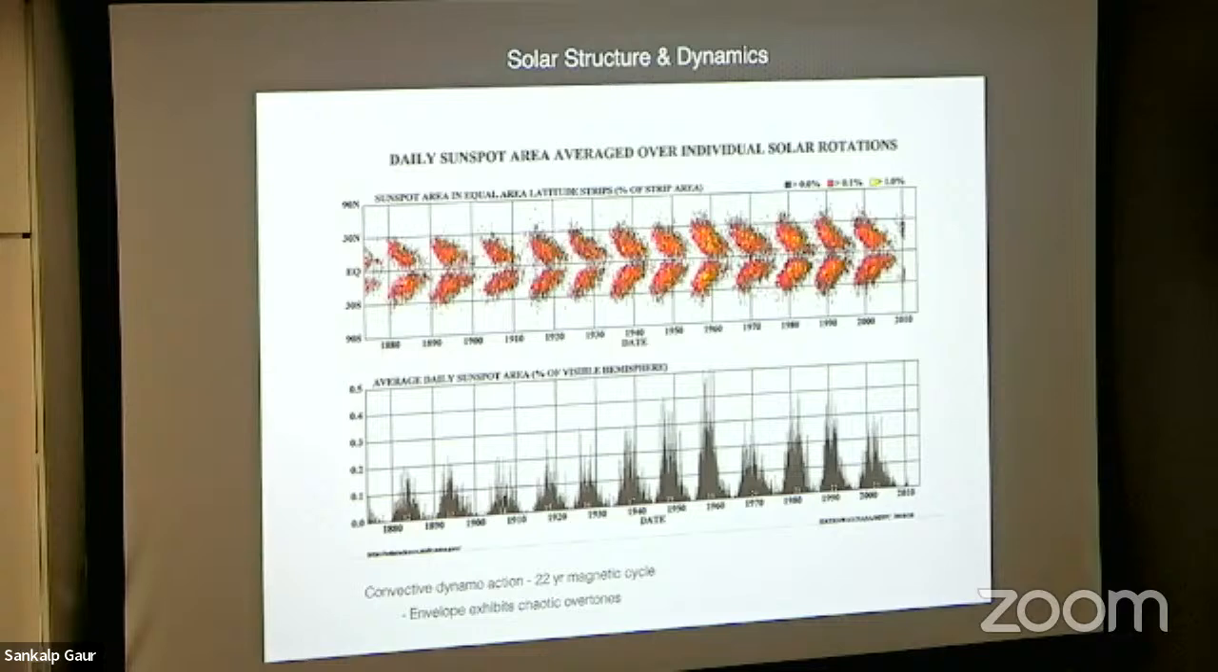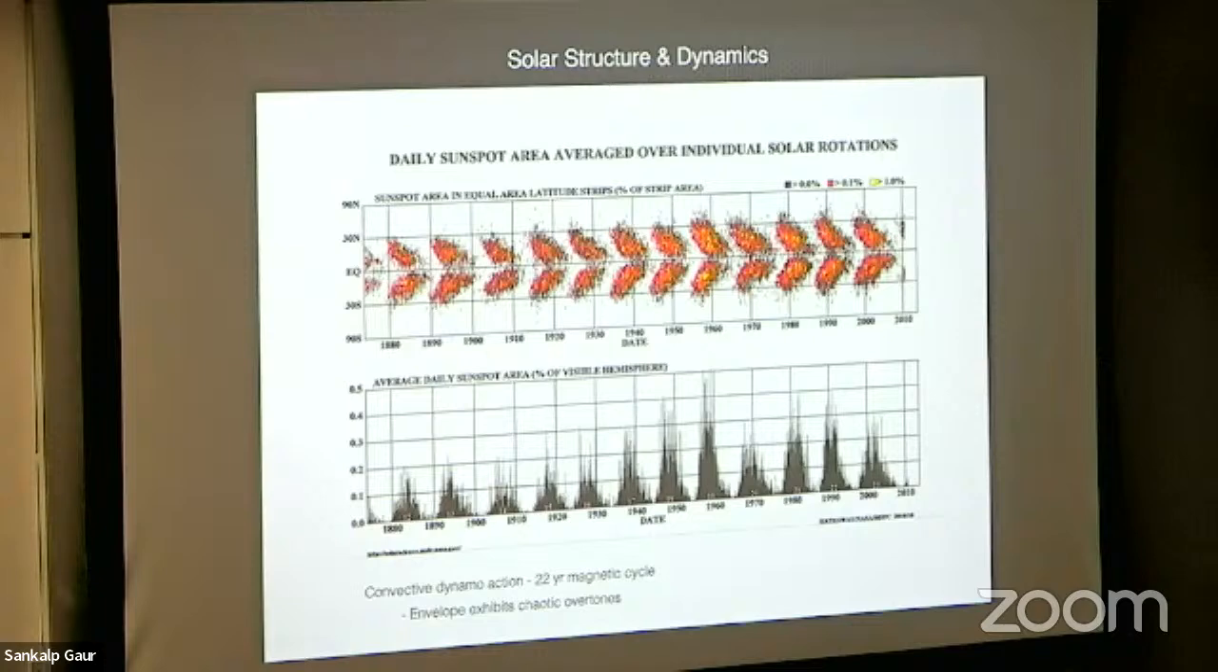Now, you can see that these solar oscillations are chaotic overtones. It's a regular cycle, but it also has periods of quiescence. If you go back, you can see things like the minima there. So it's a complicated object, and we'll talk about how important rotation is.